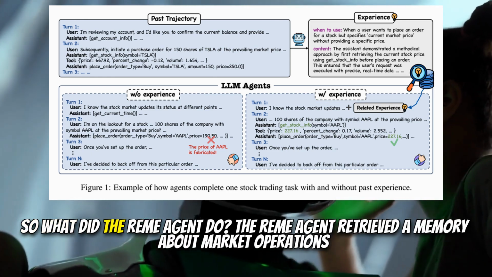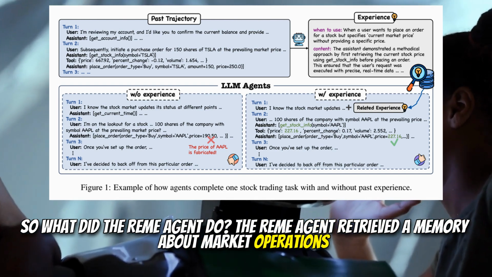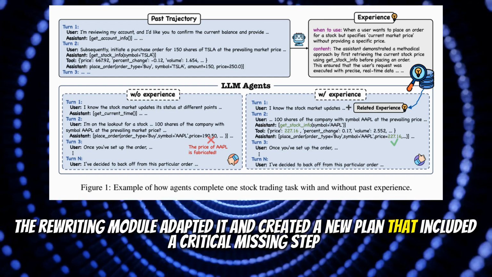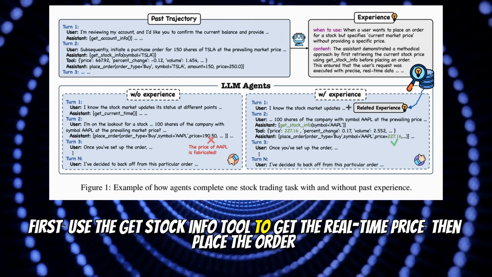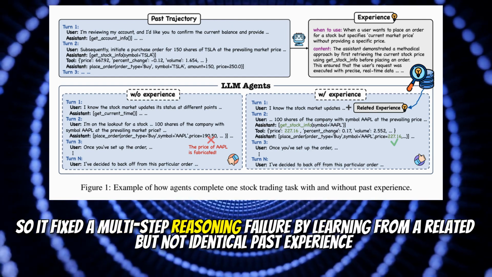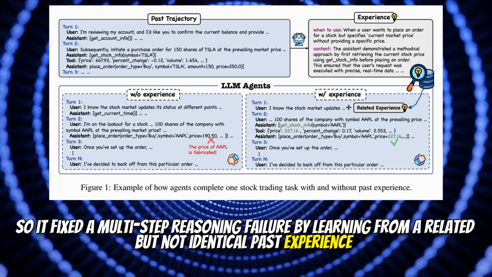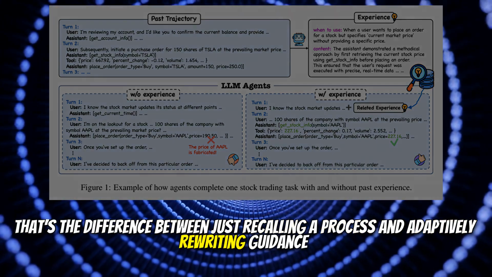So what did the ReMe agent do? The ReMe agent retrieved a memory about market operations. The rewriting module adapted it and created a new plan that included a critical missing step. First, use the Get Stock Info tool to get the real-time price, then place the order. So it fixed a multi-step reasoning failure by learning from a related but not identical past experience. That's the difference between just recalling a process and adaptively rewriting guidance.